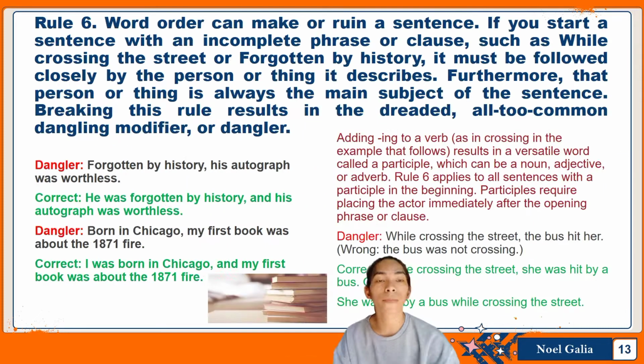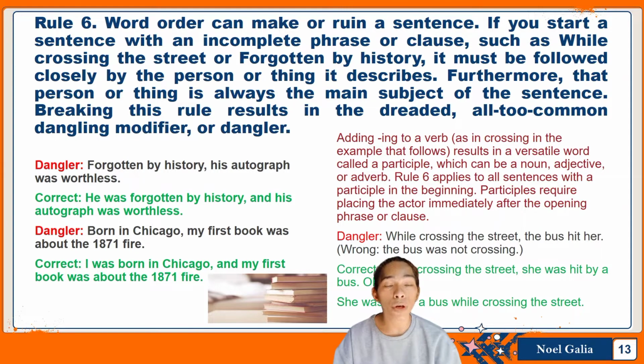Okay? Rule number 6. Word order can make or ruin a sentence. If you start a sentence with an incomplete phrase or clause, such as while crossing the street or forgotten by history, it must be followed closely by the person or thing it describes. Furthermore, the person or thing should always be the main subject of the sentence. Breaking this rule results in the dreaded, all too common dangling modifier, or dangler.